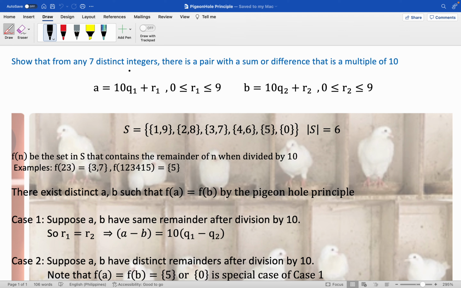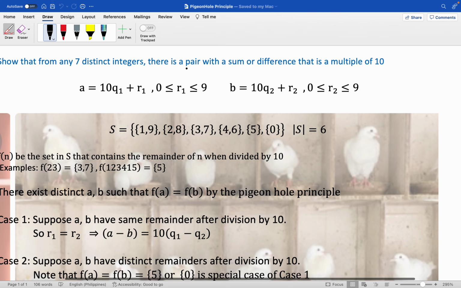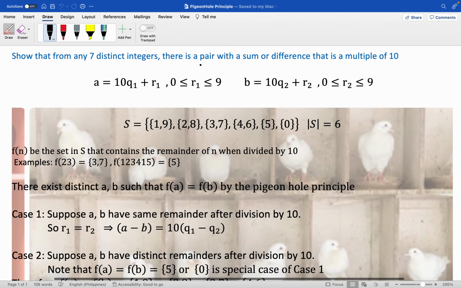Now, being a multiple of 10 is the same as saying that if A minus B and A plus B are multiples of 10, you can also say that 10 is a divisor of the sum and the difference. And that sort of motivated this statement right here. Now notice here this does say a pair. So that certainly means 2 numbers, right?